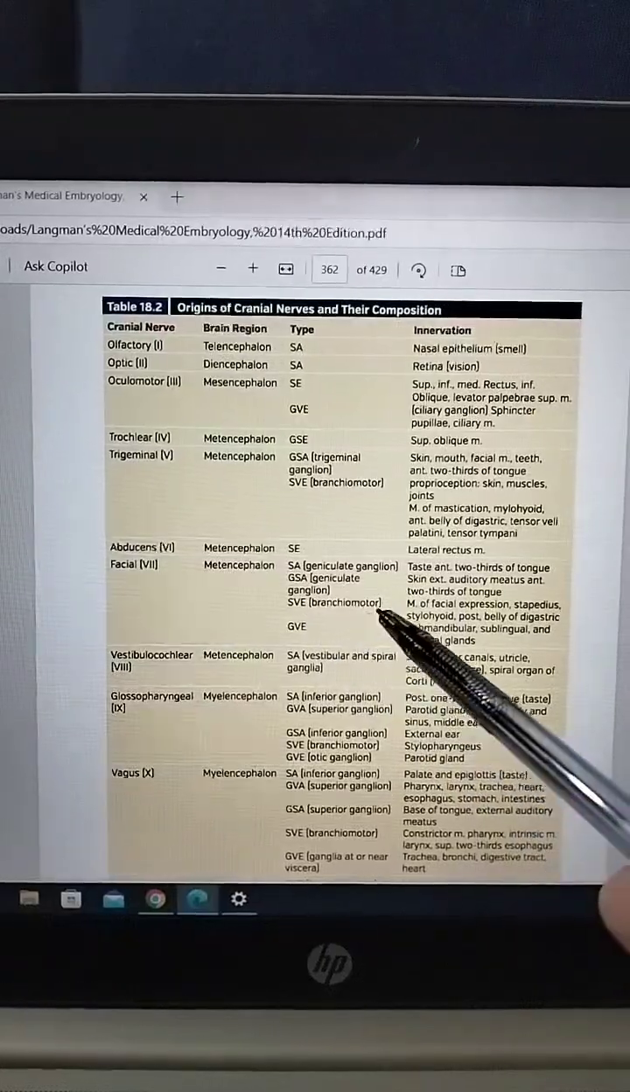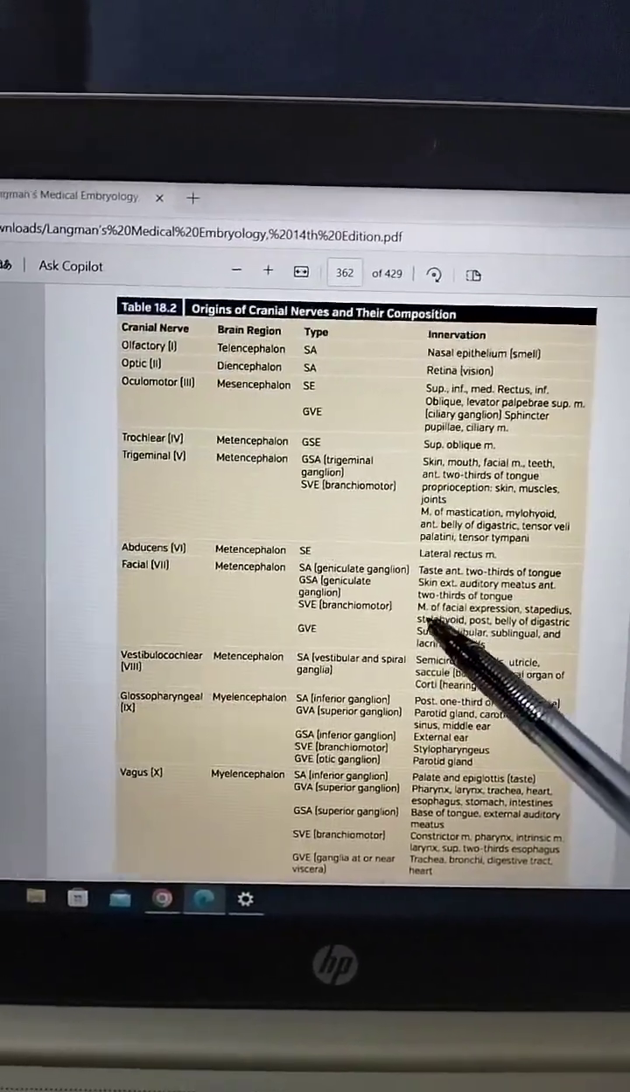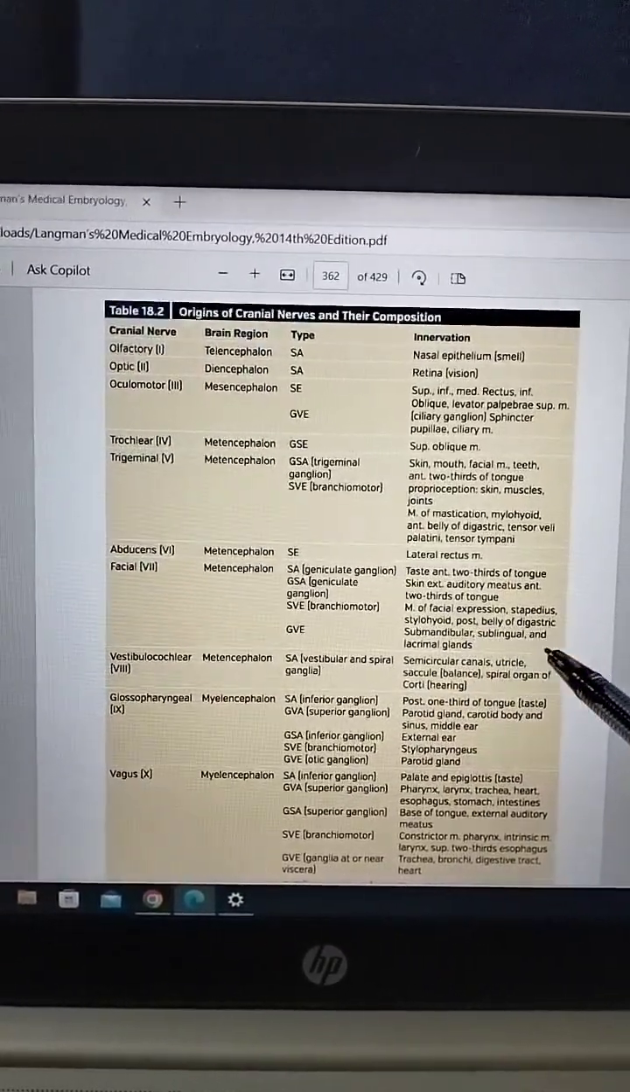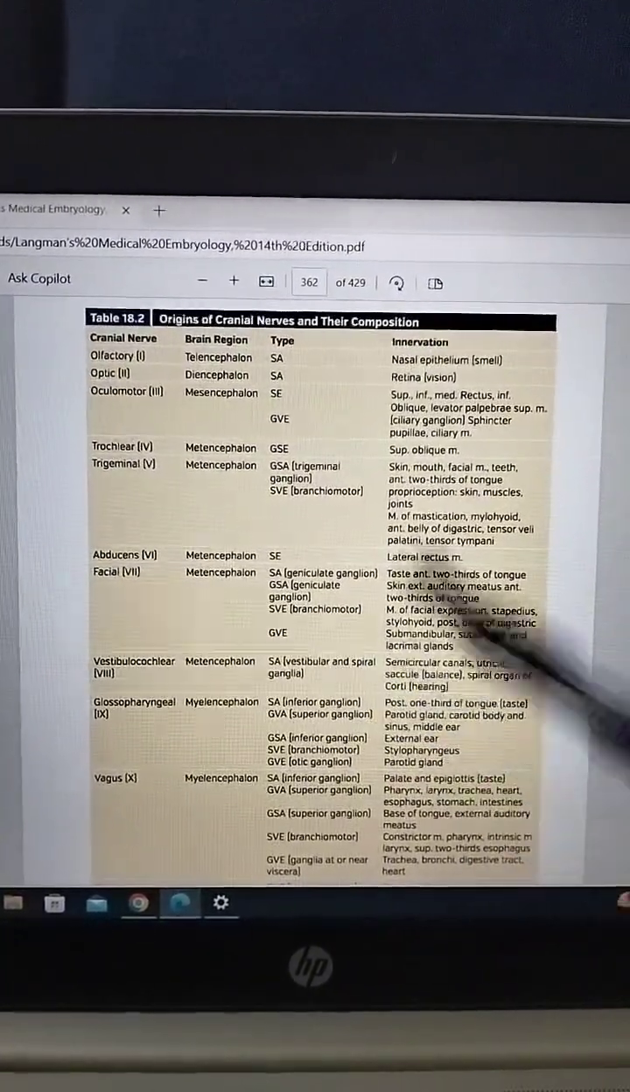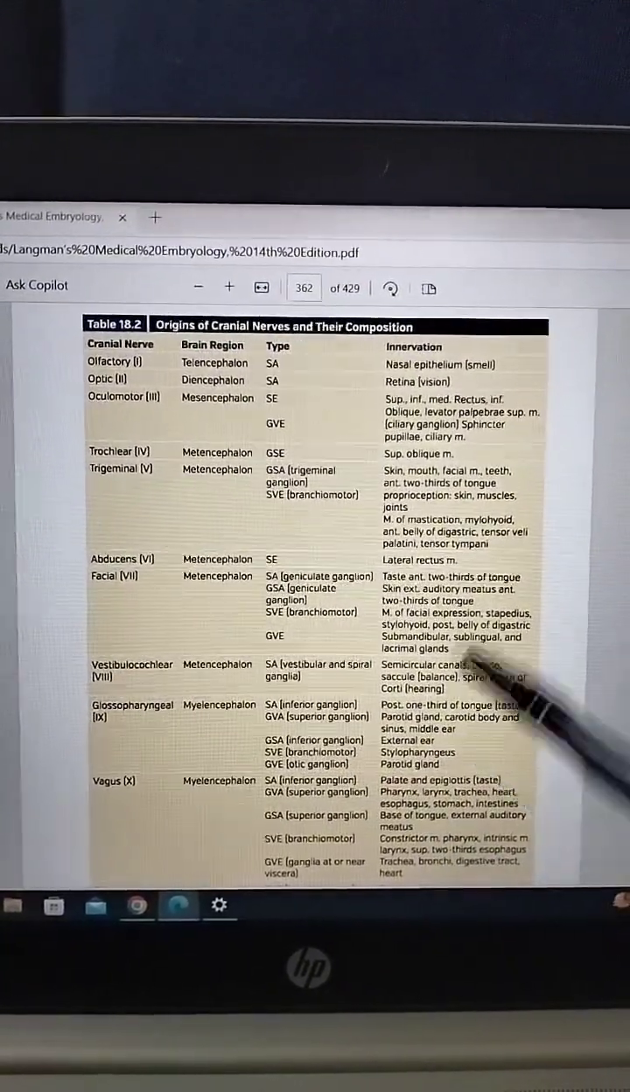And then SVE, she makes a face at the person who was tickling her. So facial expression muscles, stapedius, stylohyoid, and also the posterior belly of the digastric if you want. Let's talk about the GVE, that she starts to cry. Lacrimal glands were activated, submandibular and sublingual glands as well.